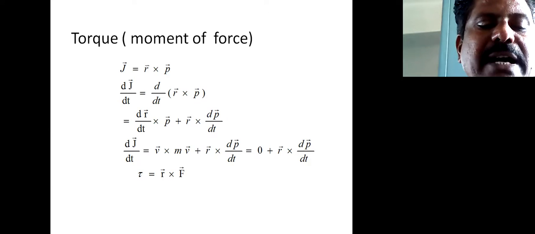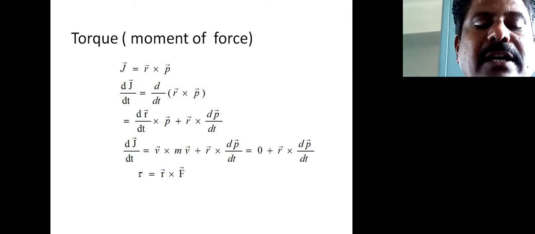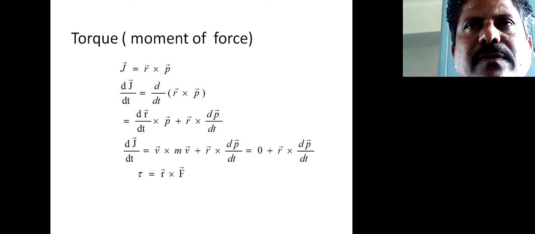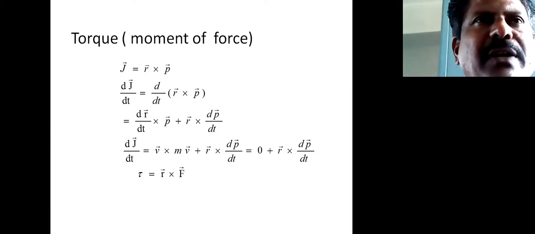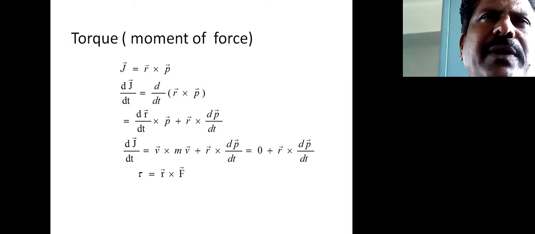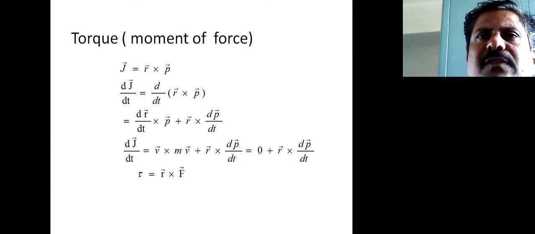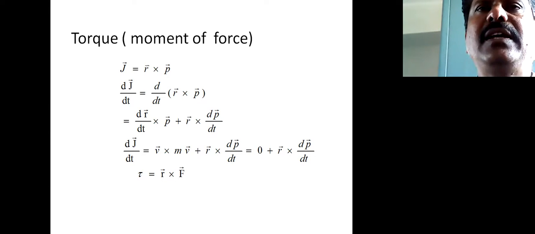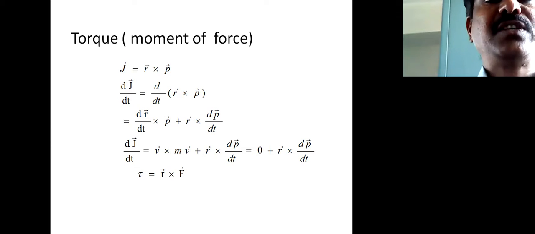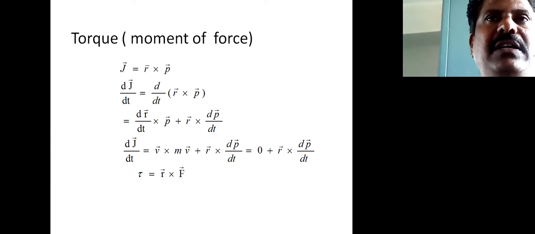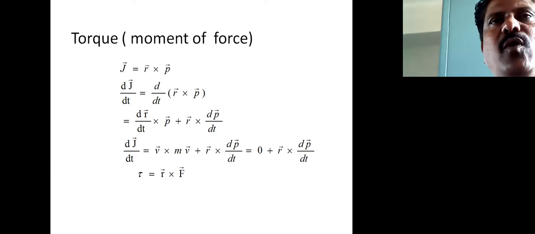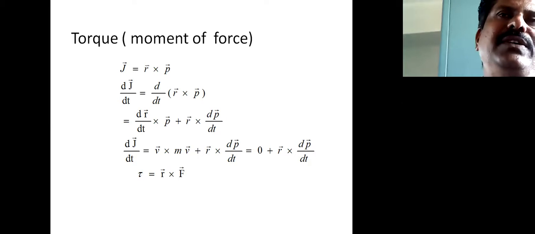The time rate of change of angular momentum of a particle about a given point is known as a torque, which is denoted by tau. Whatever angular momentum is, you know that the moment of linear momentum about a fixed point of that object is called angular momentum. Here, the time rate of change of angular momentum of a particle about a given point, about the fixed point, is known as torque.